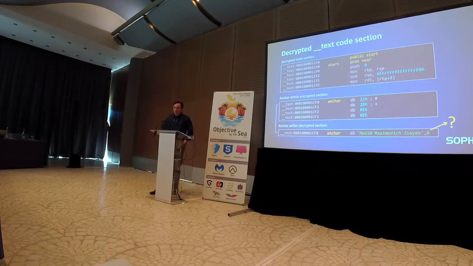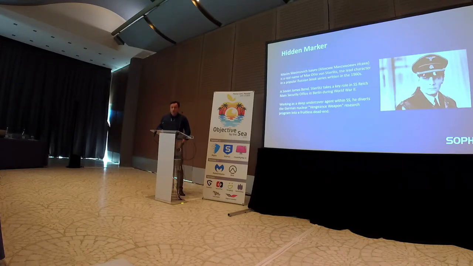Okay, once again, after the code section gets fully decrypted, at the start address you can see valid code. Now it's valid code, it's a normal executable file, you can see from that entry point. Before it was decrypted, the anchor was gibberish. After it was decrypted, it becomes Maxim, which is a real name of a spy, a Soviet spy who worked in the headquarters of the SS during World War II.